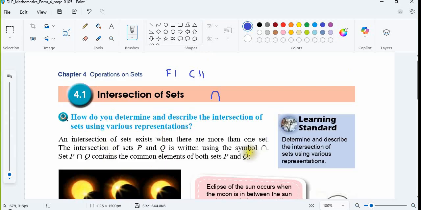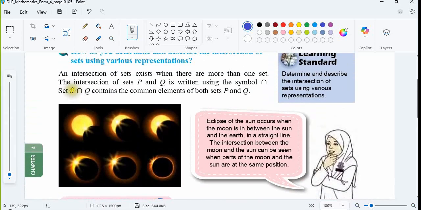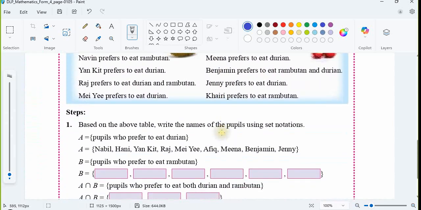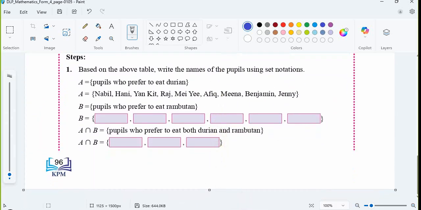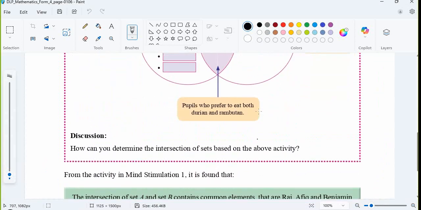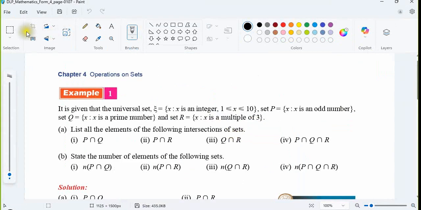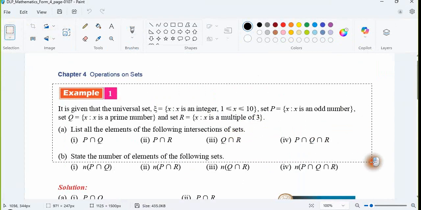So intersection: we have two sets P and Q, and the intersection between these two sets is between P and Q. We use this symbol. All this we can just ignore. But the intersection is the overlap part. So we look at example number 1 here.